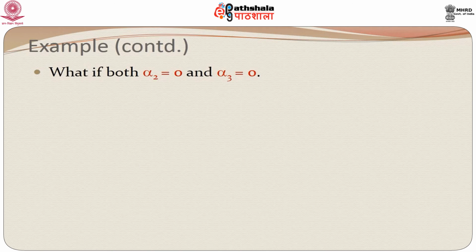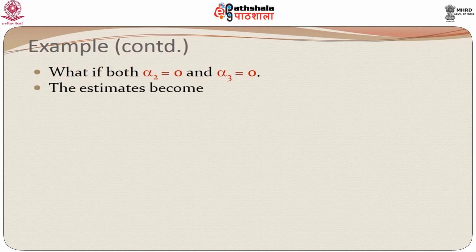What if both alpha 2 and alpha 3 are equal to 0? Again, these are in the first equation. So, what we are saying is that the first equation y 1 depends only on y 2 and there is no x 1 and x 2 in this. In this case, of course, the first equation is identified, but the estimates become a little bit even simpler.